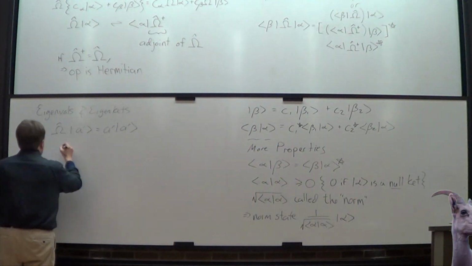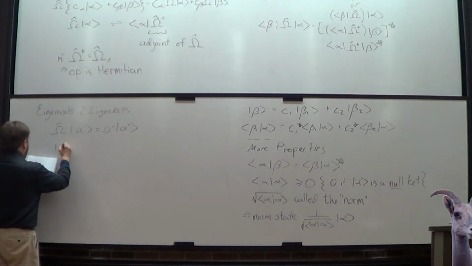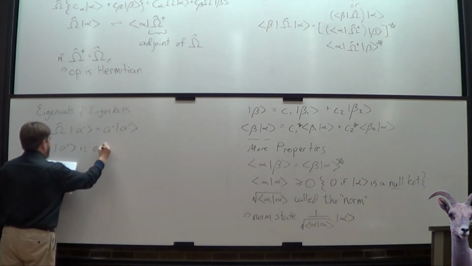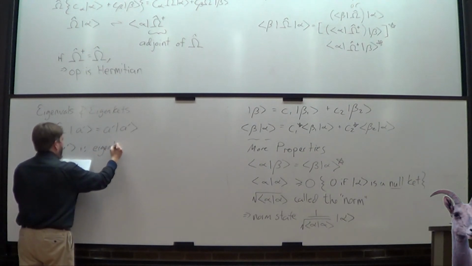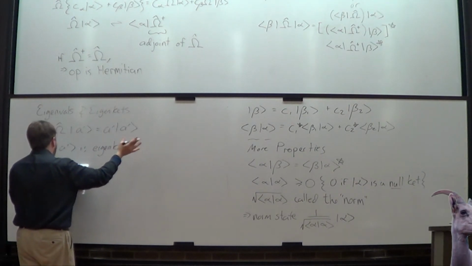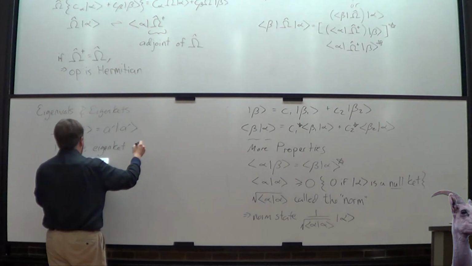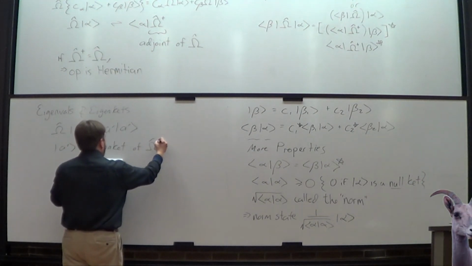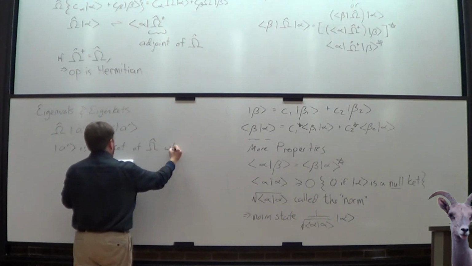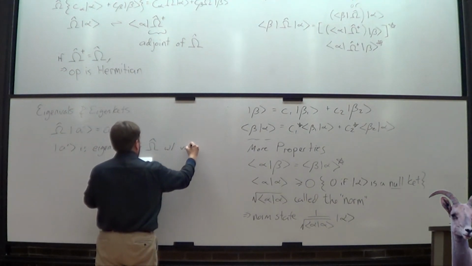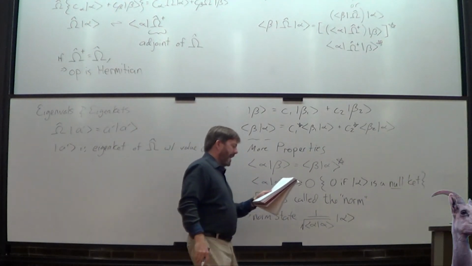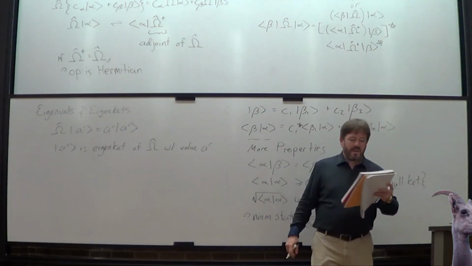So that's a good way to think about this. Okay, and now I have to write this down just so you know. So A is eigenket, eigenvector, eigenfunction. It's not technically an eigenfunction yet, but it can be. This operator with value A prime.